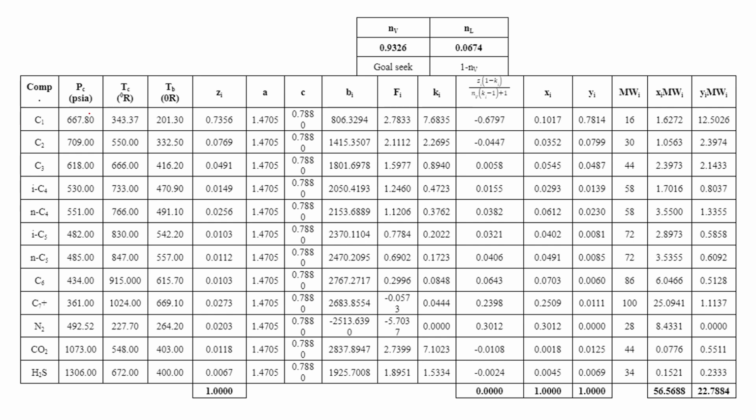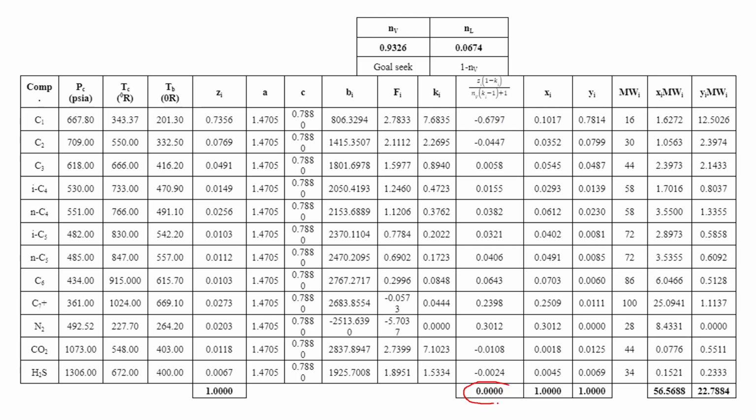So the components, their critical pressure, temperature, boiling temperature, Zi is given to us already. From that we have to find out the values of coefficients A and C. You can directly put the equation in the Excel, and from that it will find out the values of A, C and Bi, Fi. From that you will find out the value of Ki. Now putting the values of Ki and Zi in this equation, you have to goal seek it equal to 0.